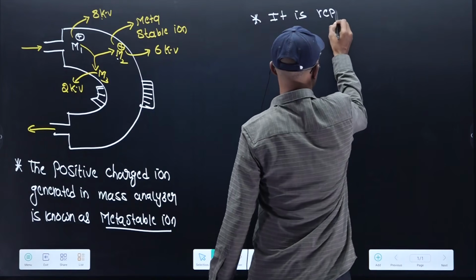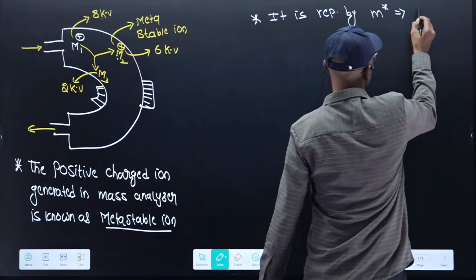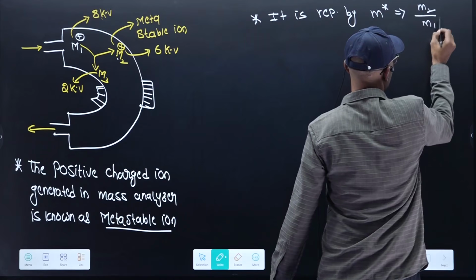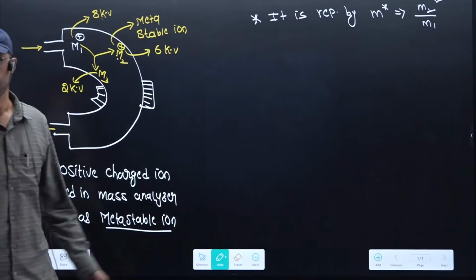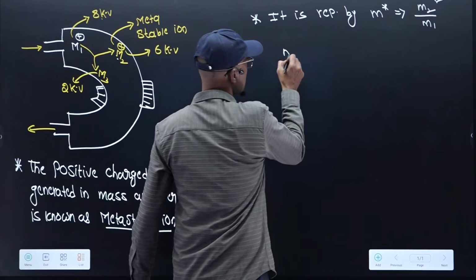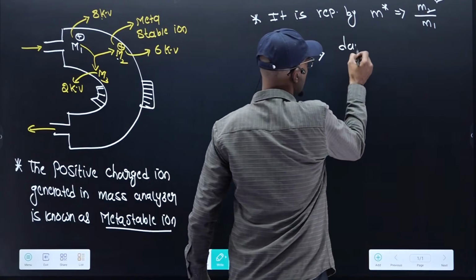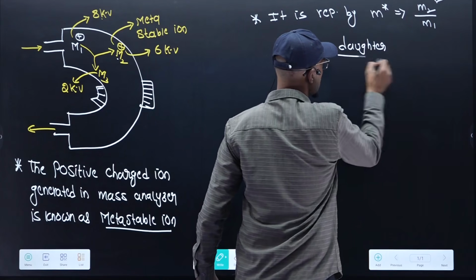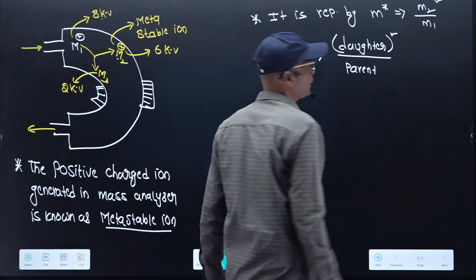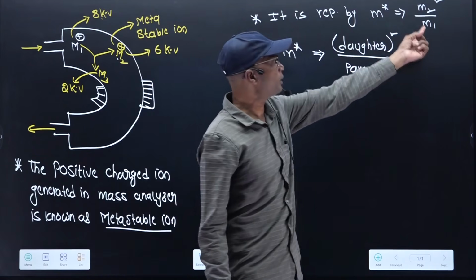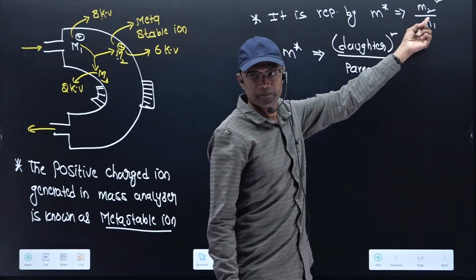A metastable ion is represented by m star is equal to m2 square by m1. So what is m star? The metastable ion. What about m2? This is the daughter. Daughter square by parent m/z value: mass of daughter squared by mass of parent. That will give one mass.